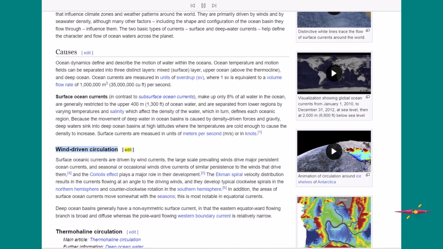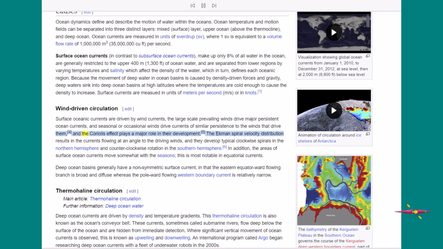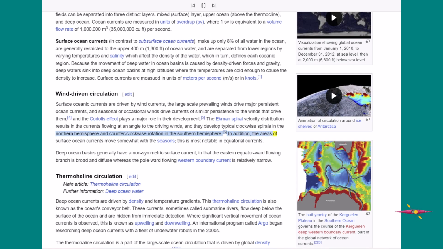Wind-driven circulation. Surface oceanic currents are driven by wind currents. The large-scale prevailing winds drive major persistent ocean currents, and seasonal or occasional winds drive currents of similar persistence to the winds that drive them, and the Coriolis effect plays a major role in their development. The Ekman spiral velocity distribution results in the currents flowing at an angle to the driving winds, and they develop typical clockwise spirals in the northern hemisphere and counterclockwise rotation in the southern hemisphere. In addition, the areas of surface ocean currents move somewhat with the seasons. This is most notable in equatorial currents.